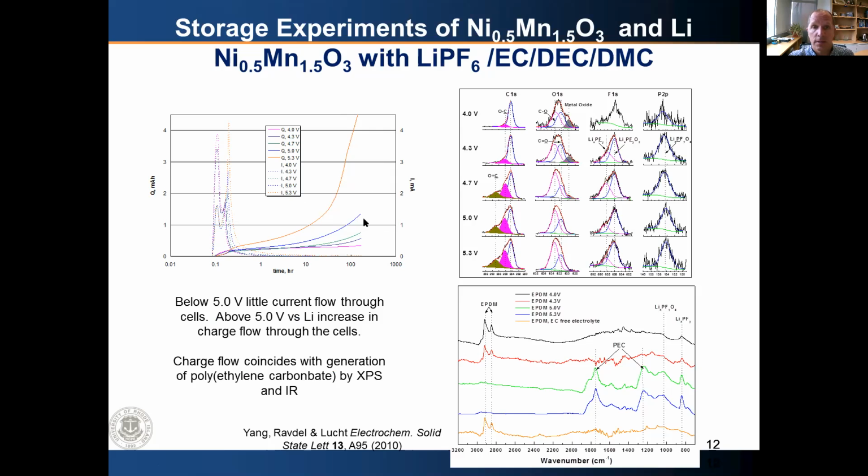And what we can see is these residual current flows coincide very well with the generation of carbonate type species, which contain carbon-oxygen double bonds or carbon-oxygen single bonds, by XPS spectra. We also see a decrease in the overall concentration of the transition metal oxide. And by IR spectroscopy, what we can see is that these new species that are generated on the surface are predominantly polyethylene carbonate. So under these conditions, once again, this is relatively high voltage, what we observe is the primary decomposition reaction is the decomposition of ethylene carbonate to generate polyethylene carbonate on the surface of the cathode materials.